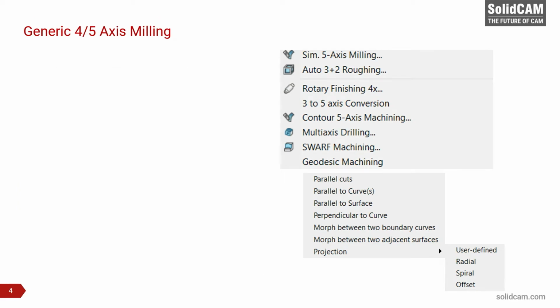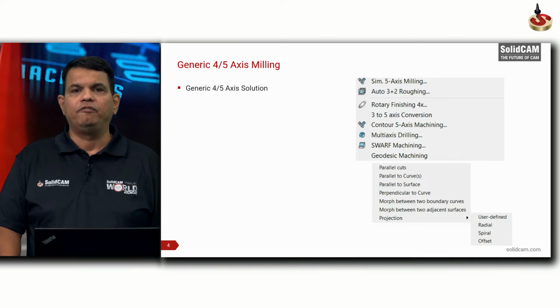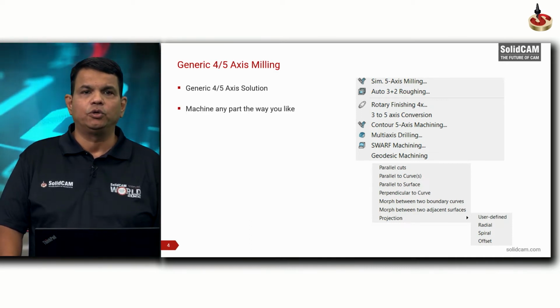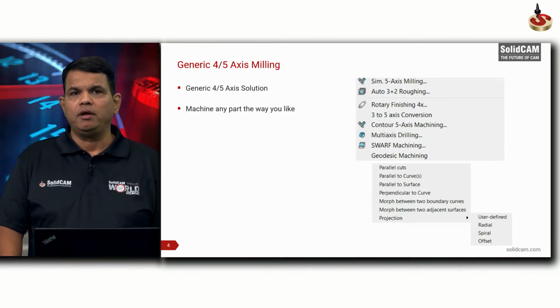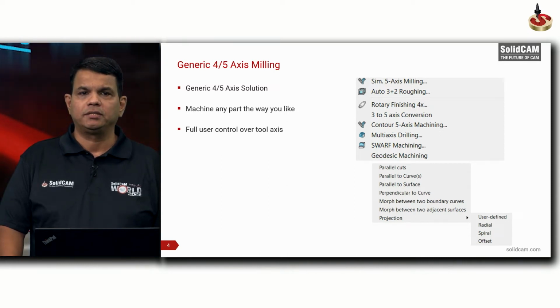So what does the generic 4 and 5-axis milling have to offer? It's a complete generic solution, which means it's completely controlled by the user. Every aspect of machining can be controlled by the user. You can machine any part the way you like. You have full user control with the tool axis.